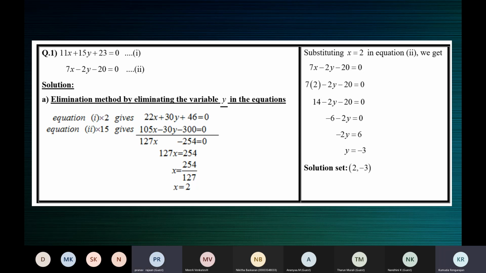Done, children? This is the second question, a different question. What have we done here? We have only found the value of x, right? But we also need to find the value of y. So you are using this one.